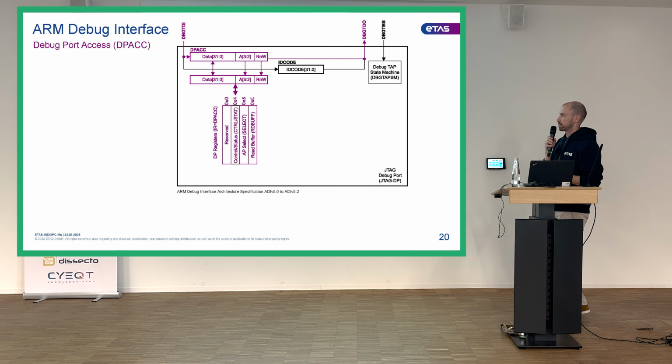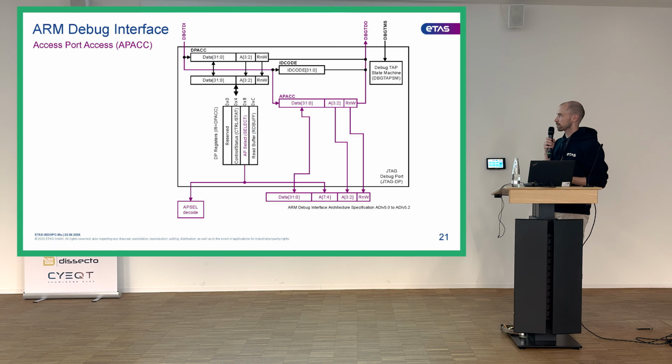And this is what the debug port access looks like. I have the TDI and TDO, and then I shift in these 35 bits, and then I can read or write one of these 4 registers. The important one here is the AP select register, with which I can tell it which access port I want to access, and then the control status register to check whether the debug port is okay, whether I have any errors, or if I want to power up the debug port before I can do anything.